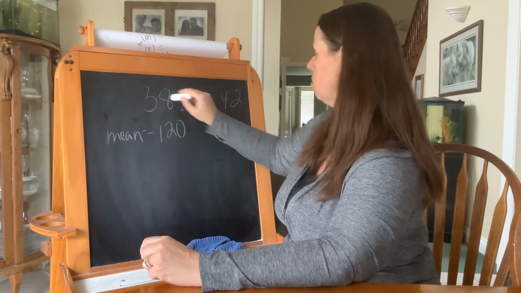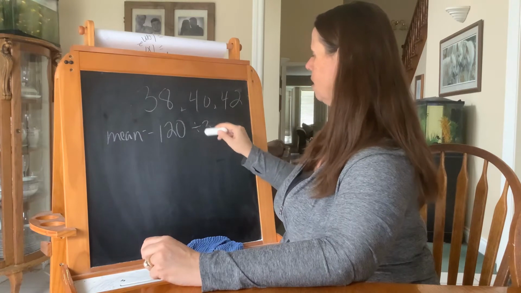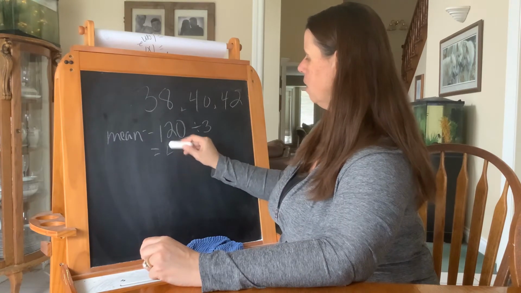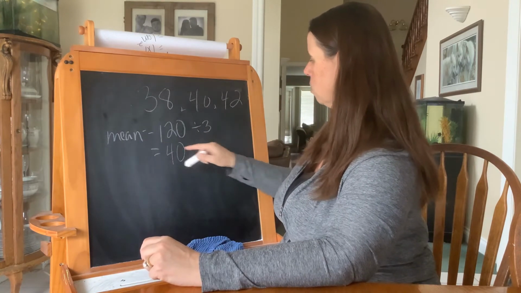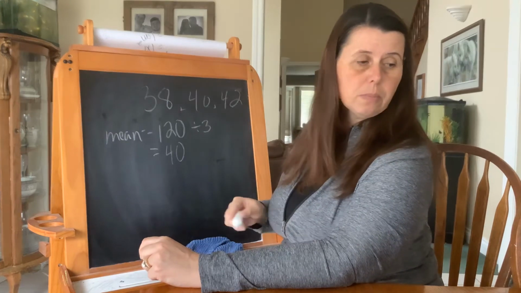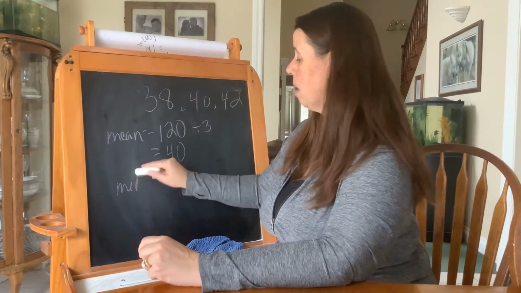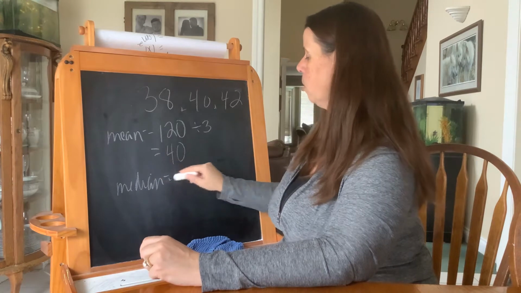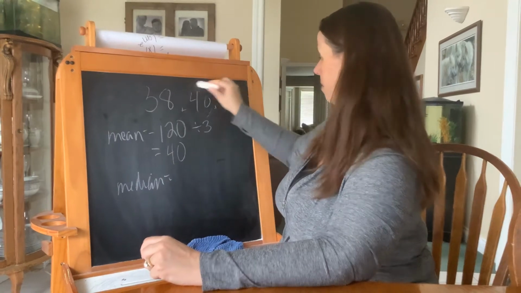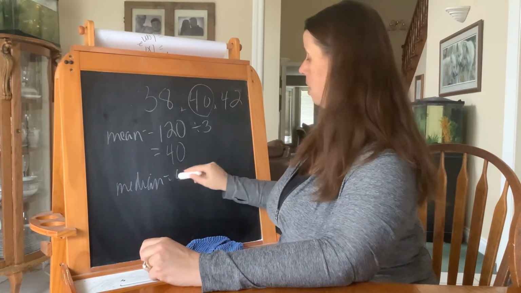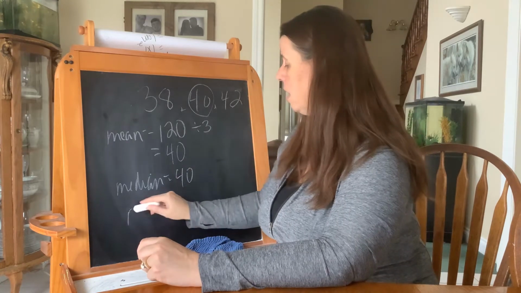I have 1, 2, 3 pieces of data. I'm going to divide it by 3. 120 divided by 3 is 40. So the mean is 40. Median. Remember, median, medium, the one in the middle. It's very clearly in the middle. Median is 40.